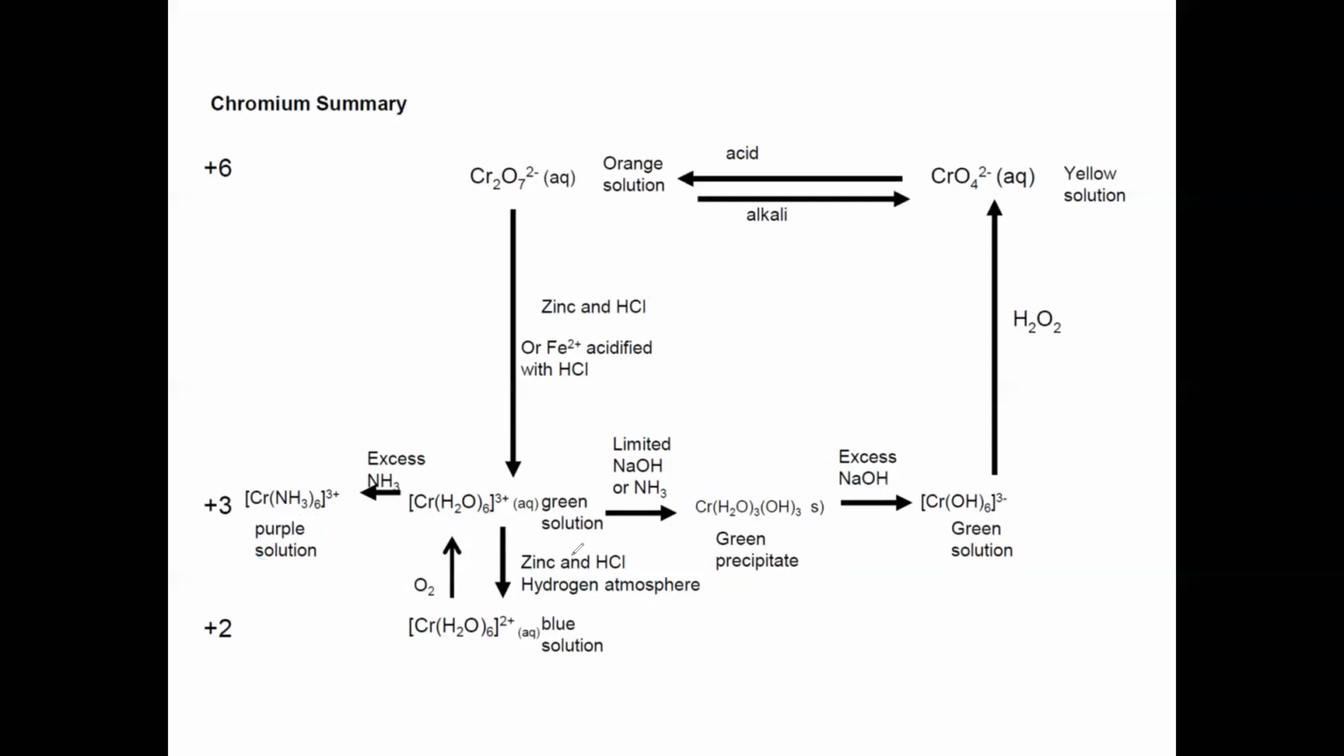Same thing if you add zinc and hydrochloric acid in a hydrogen atmosphere, when hydrogen is there, it will further reduce into a lower oxidation number. Chromium 3 will become chromium 2, which is a blue solution. If oxygen is there from the atmosphere, it will return back to chromium 3. The common state is +3, but it can be +2 as well. Is it clear? This is the summary of the chromium compounds.